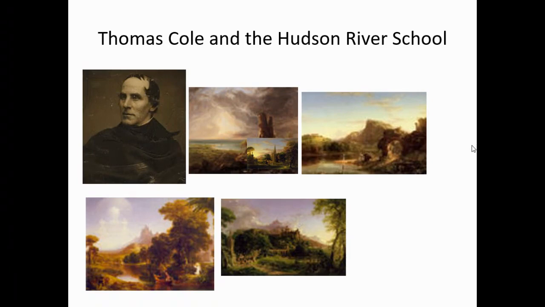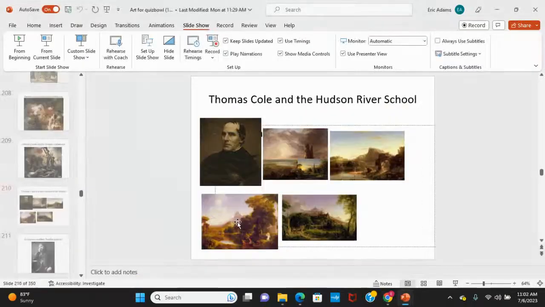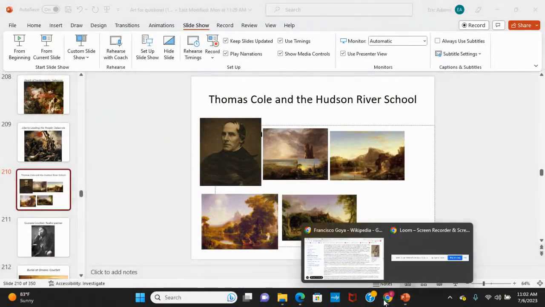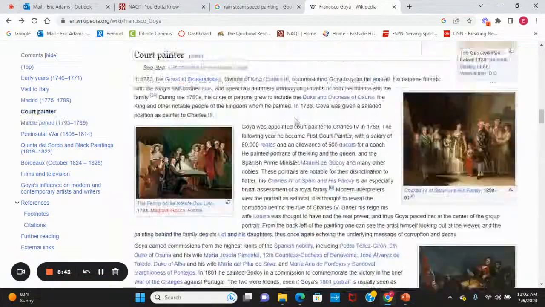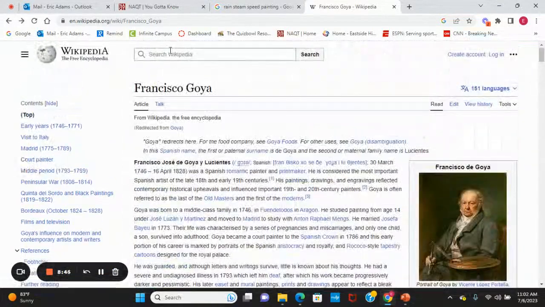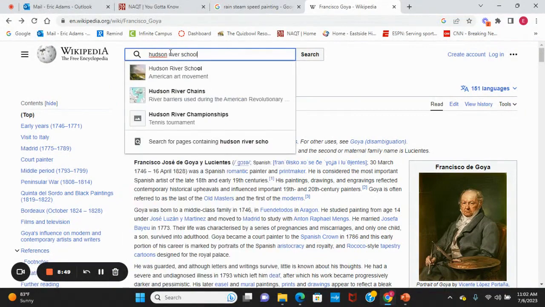Thomas Cole is by far the leading member of the Hudson River School. You also have others like Frederick Church, I think his name is, as well as others. So let's go take a look at it, just to make sure that we have it covered all the way up to the back. And Hudson River School.